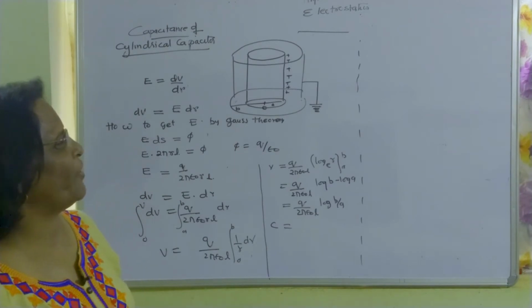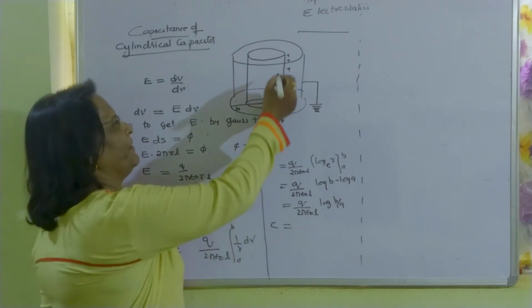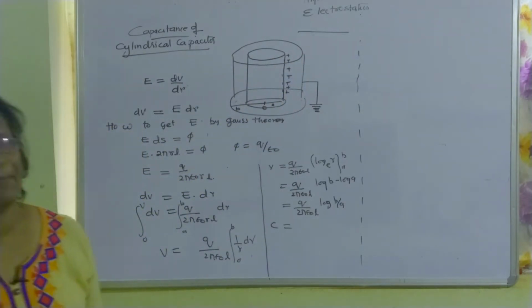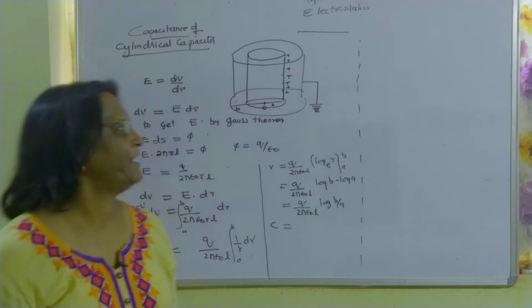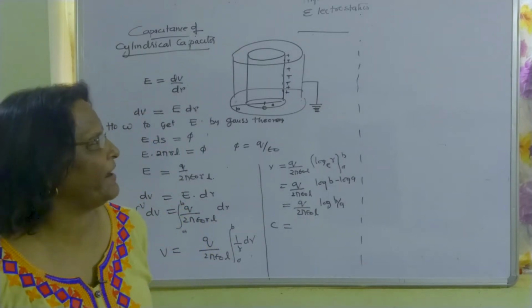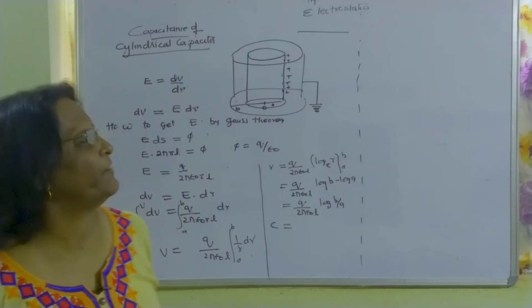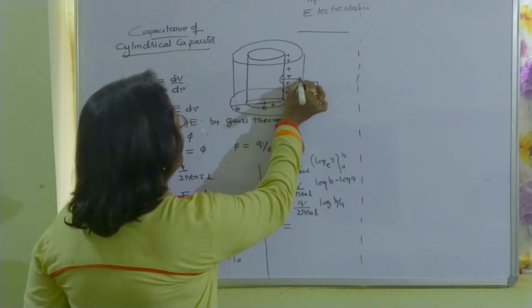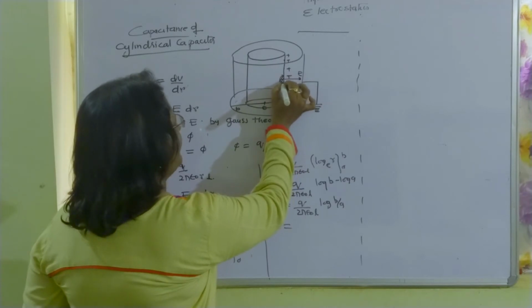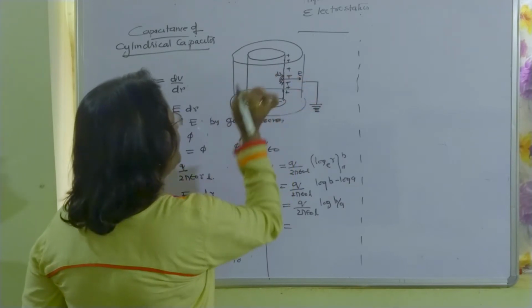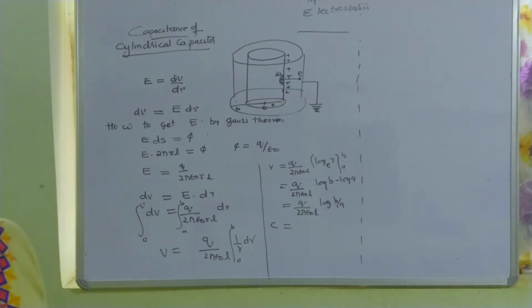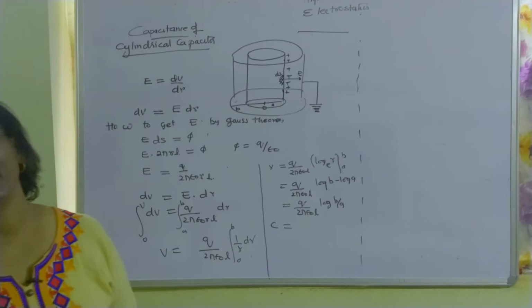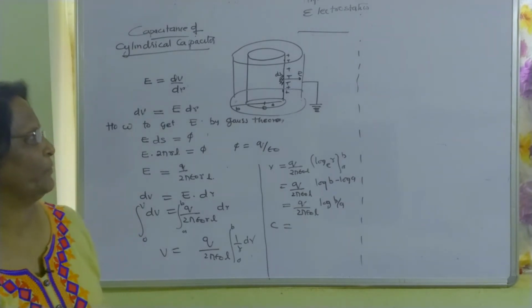Here you see on this first plate, which is the inner plate, we have supplied plus q charges, and because of that we are going to get an electric field. We can take this electric field in this direction, and also this surface we have taken will be dS. So we get an electric field and area vector in the same direction. So when we have to find out E dS, it will be E dS cos 0.